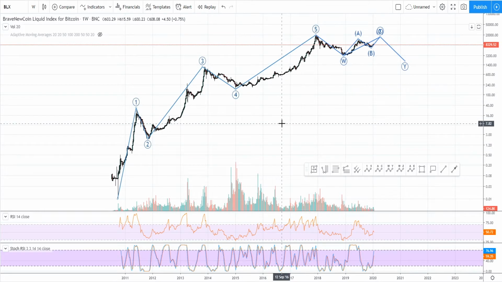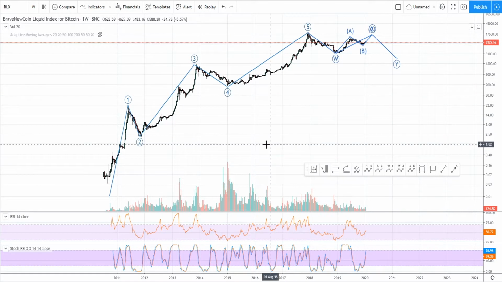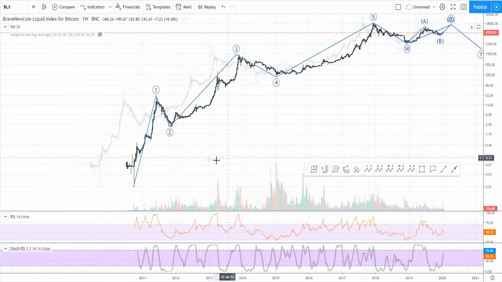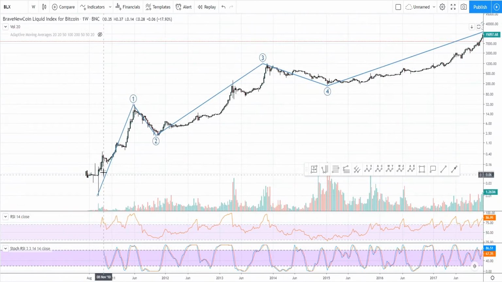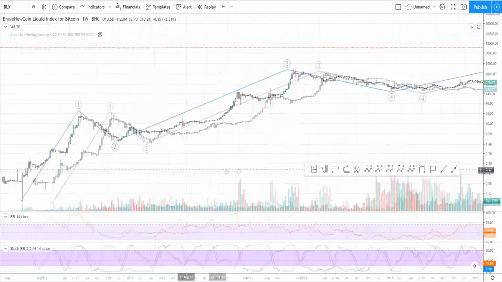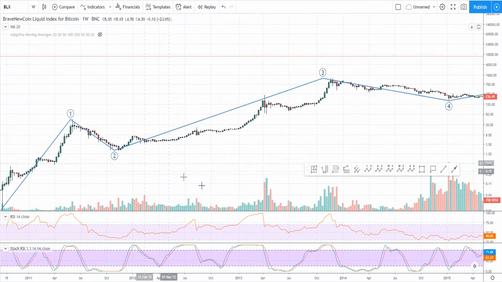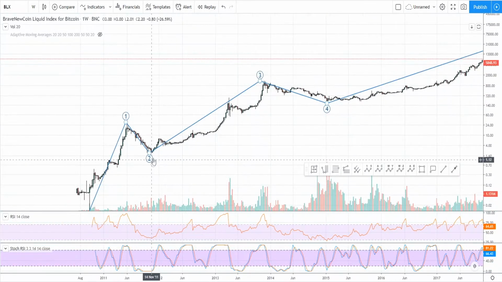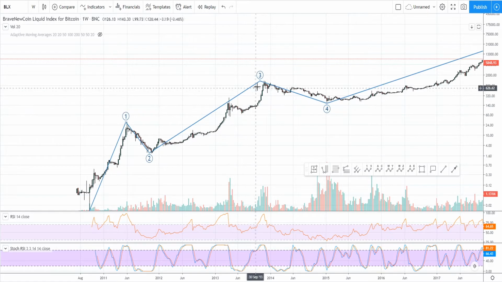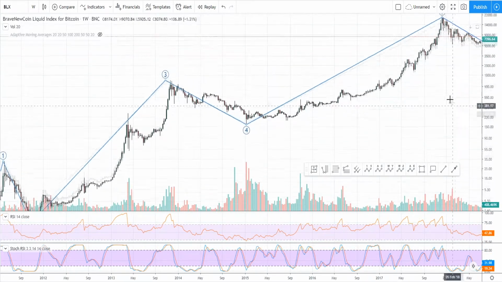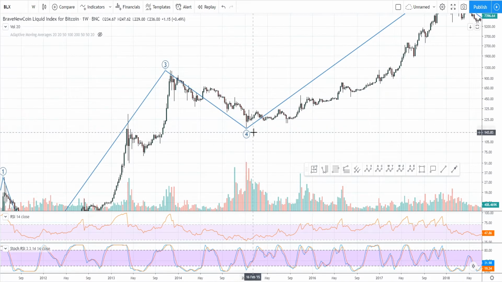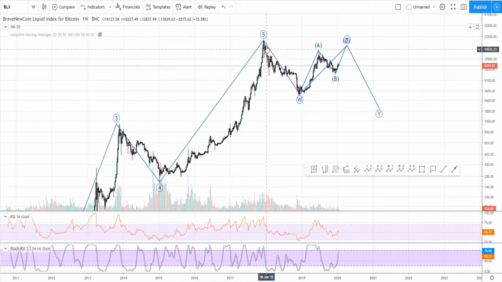But I also have an alternative count, which I will share here. So let me show you guys. Here we can see 1, 2, 3, 4, 5, the first wave. I'm zooming in a bit more. Then we have an A, B, C right here, then again 5 waves up, 1, 2, 3, 4, 5. Then again an ABC, and then the parabolic wave 5 that got us all the way up to 20,000.